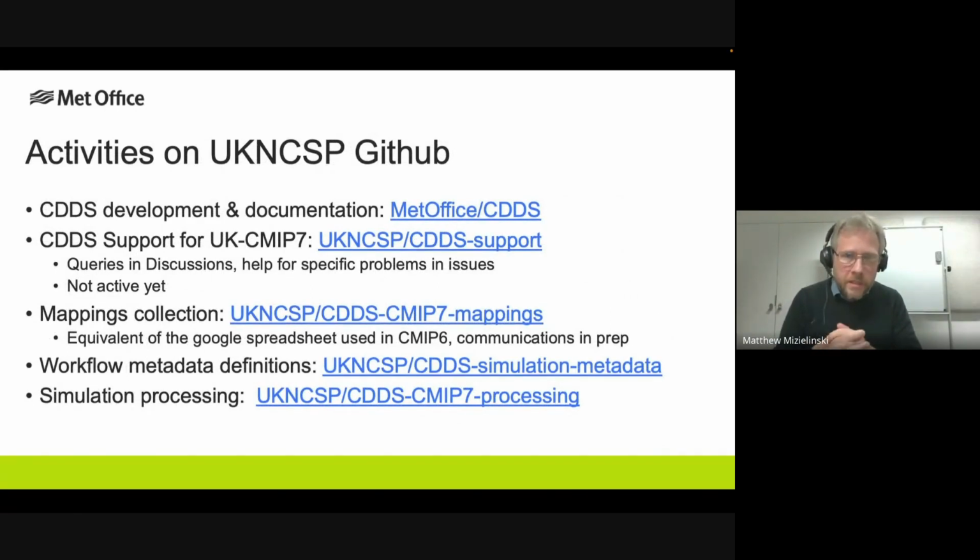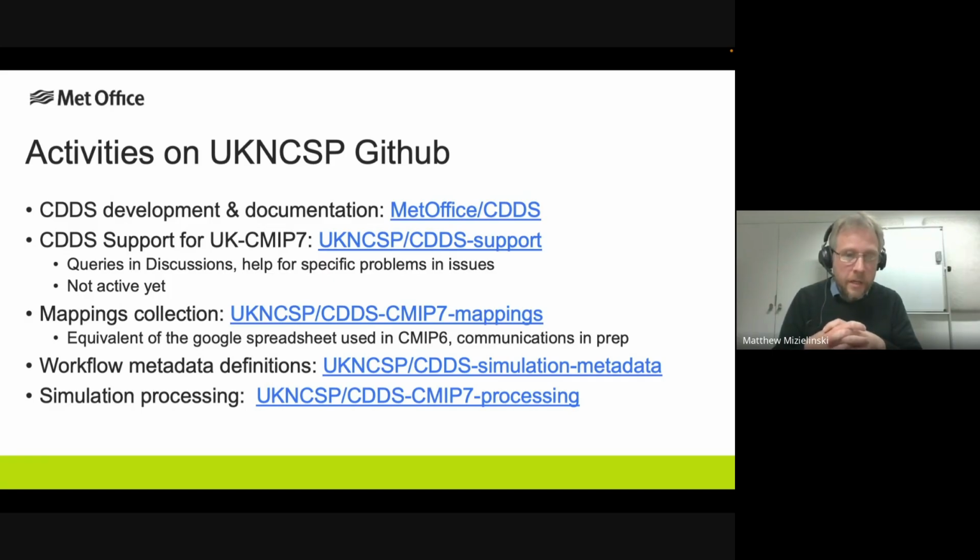Some of the activities that are going on around CDS and data delivery, a number of them are going on the new UK NCSP GitHub organisation. So CDS development and the documentation will remain within the Met Office CDS GitHub repository. Support for UK CMIP7 will be via a CDS support GitHub repository under UK NCSP. Queries on how to do things in discussions, help for specific problems in issues. We aren't actively monitoring this yet. We'll work out some support processes to make sure we keep a close eye on this, and more communication will come when we've got that done.